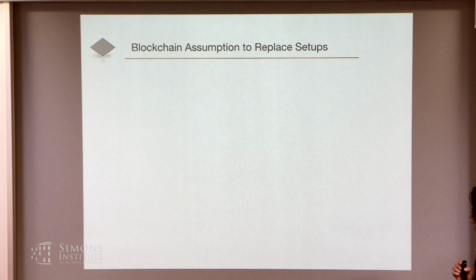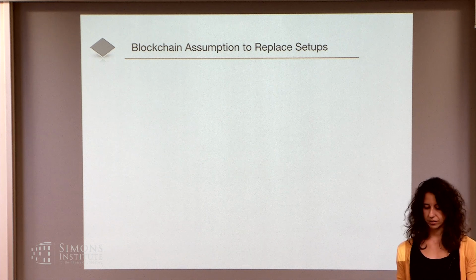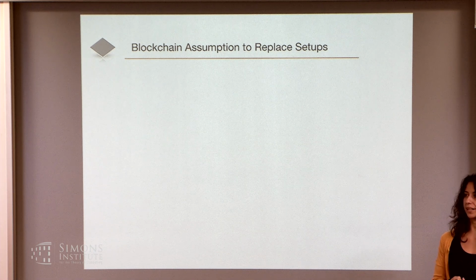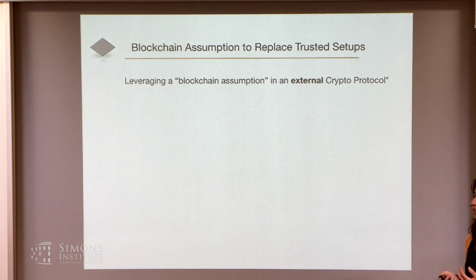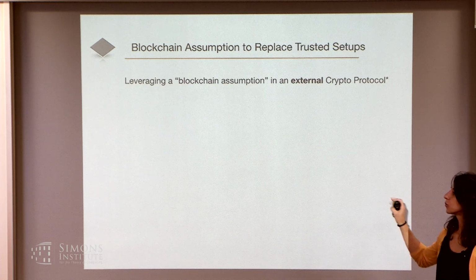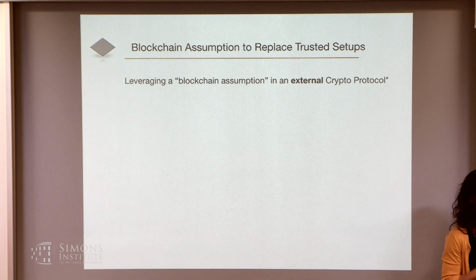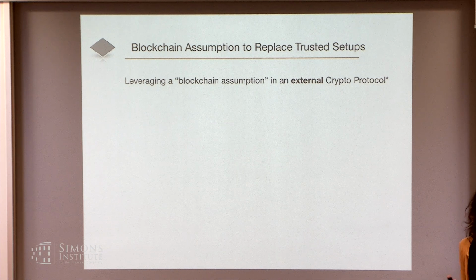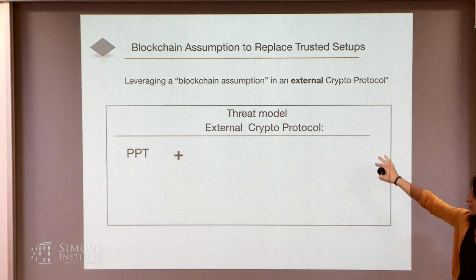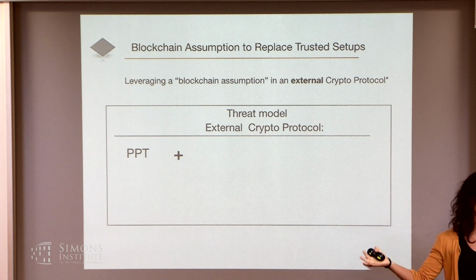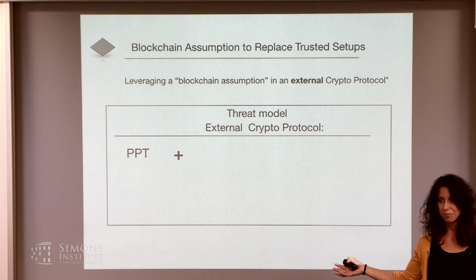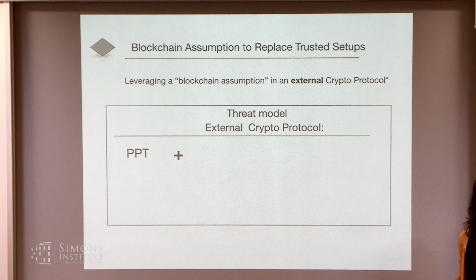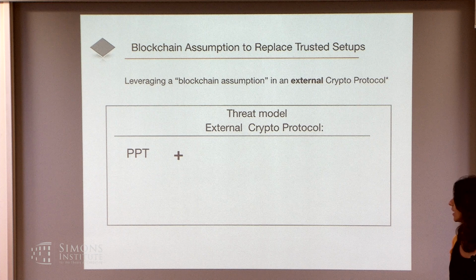Now, before we move on using this blockchain assumption, let's see what it means that we're going to use a blockchain assumption. Let's say you want to leverage the existence of a blockchain to build your crypto protocol that you don't know how to build otherwise without trusted setup. So basically, you are using the threat model that we usually use in crypto, which is that our adversary is polynomial time. That's the only thing we assume about the adversary. There are other things about the network, but mainly it's polynomial time.